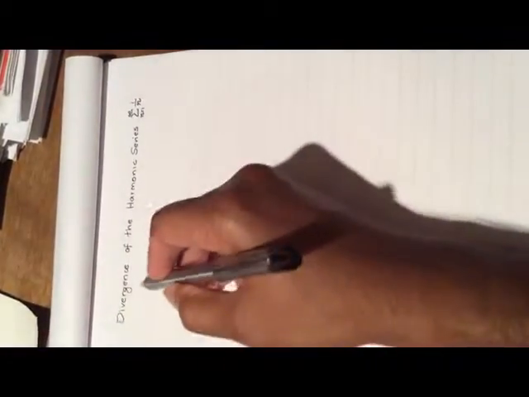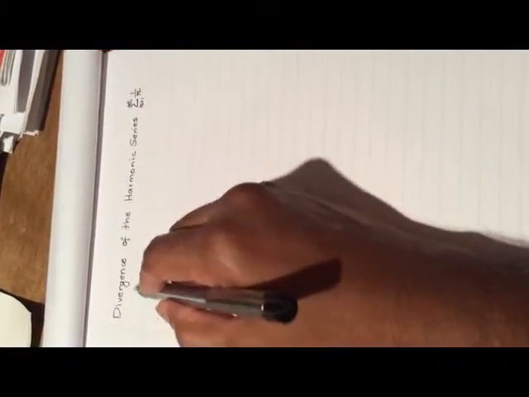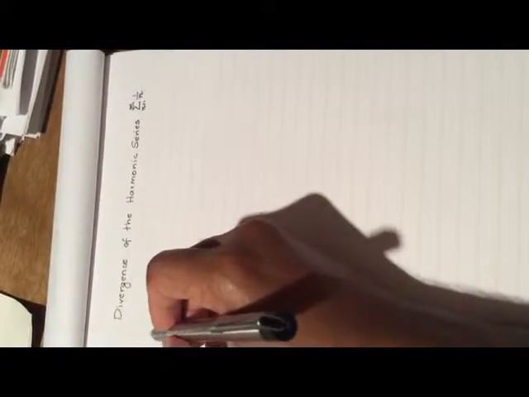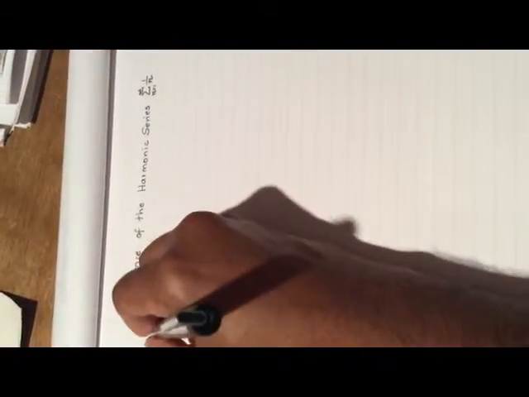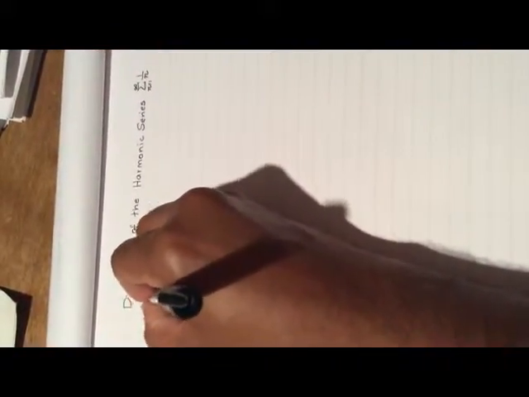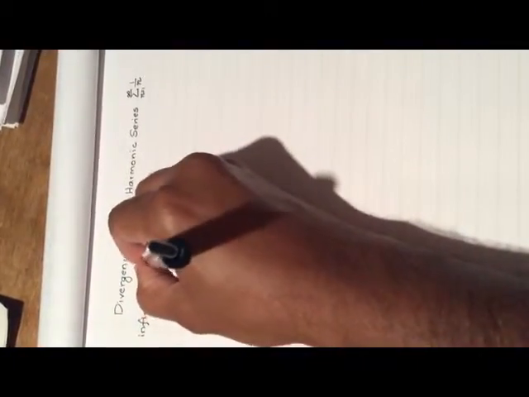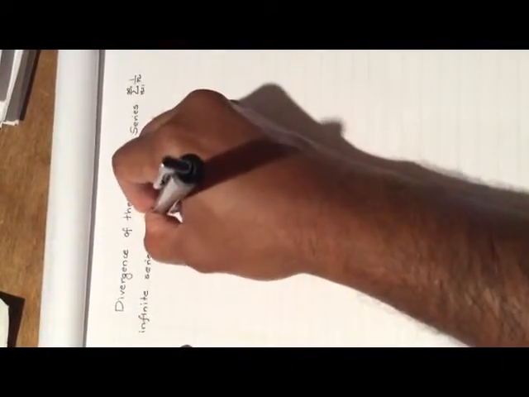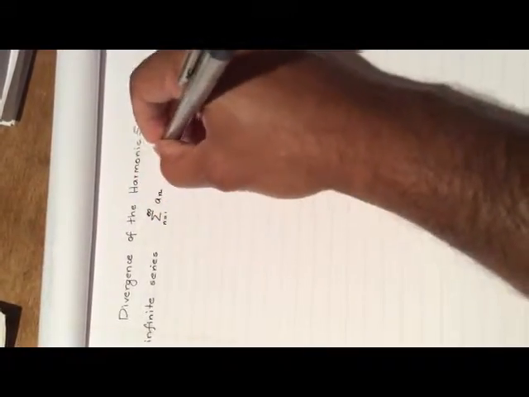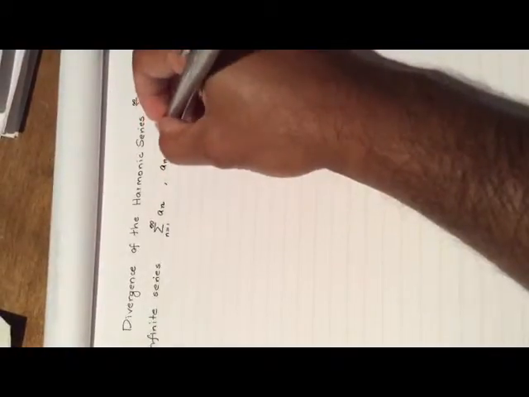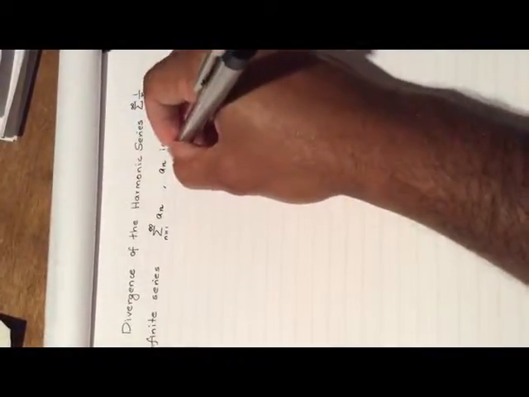So in this lesson, we're going to understand the divergence of the harmonic series, summation 1 over n. So let's recall some of these terms. When we start doing calculus, we want to talk about infinite series. So an infinite series is a sum, n goes from 1 to infinity, of a bunch of real numbers.